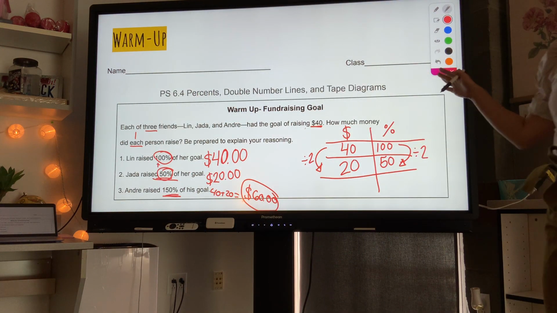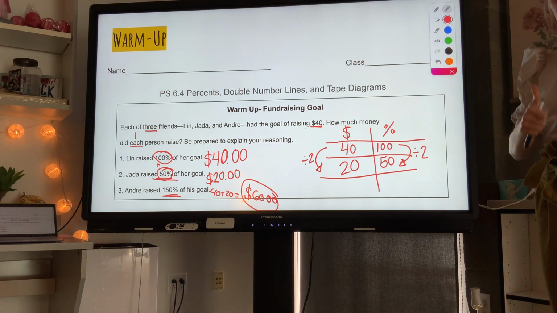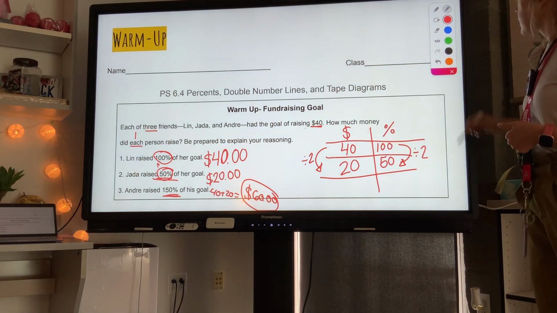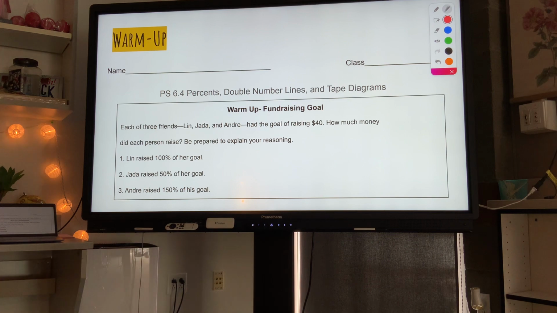Okay, so write that down. Make sure you're following along, you understand. Slow it down if you need to. Okay, erase. Moving on to activity number one.